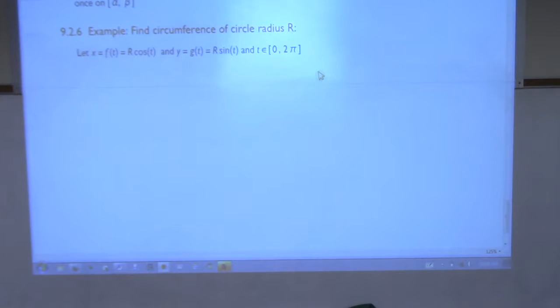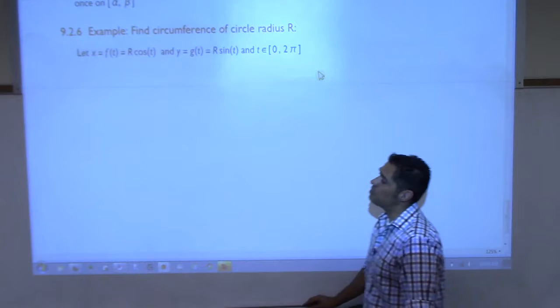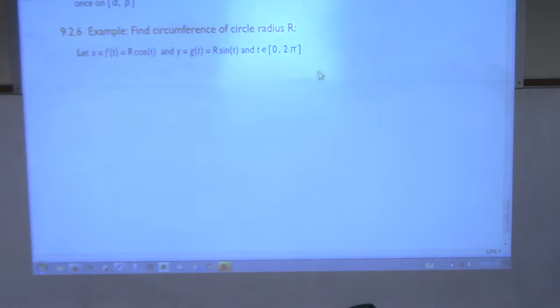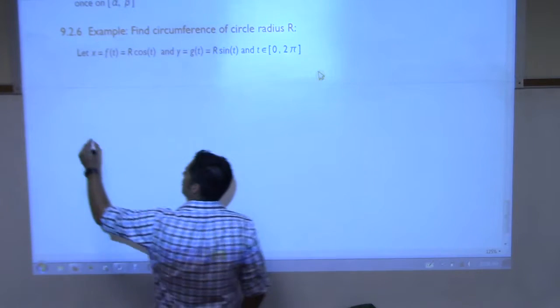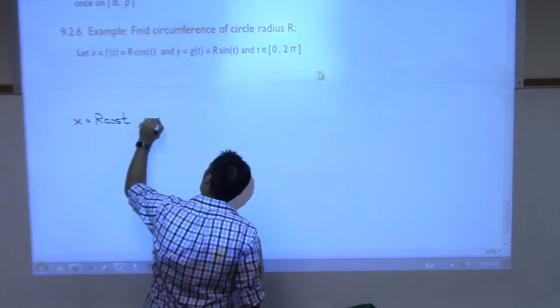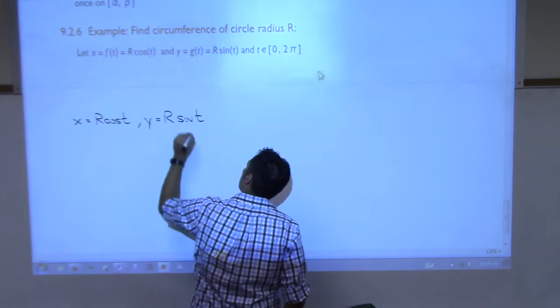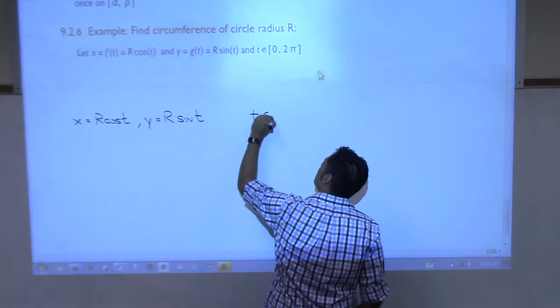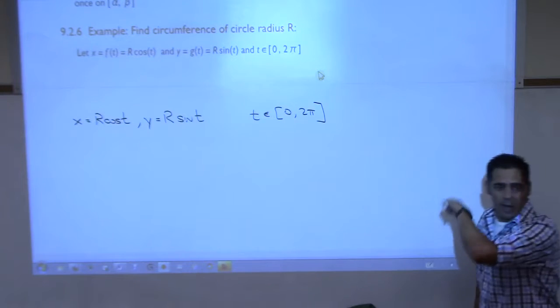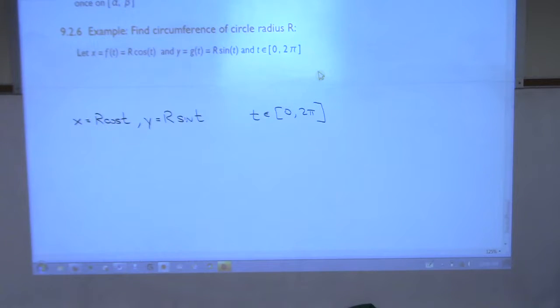Now we're going to verify that the circumference of a circle of radius r is, what is the circumference of a circle? Oh wait, no, it's just 2 pi r, right? So we should get 2 pi r here when we do this. So x is equal to r cosine t, y is equal to r sine t, and notice my t here this time, I'm going from 0 to 2 pi. I'm going to go all the way around the circle, okay? Go all the way around and give me the arc length. I'm not going to go halfway and double it. I could do that, but I'm just going to go the whole distance.